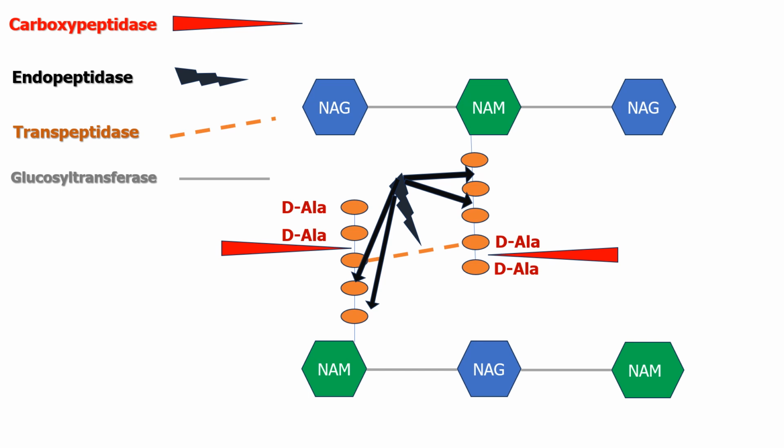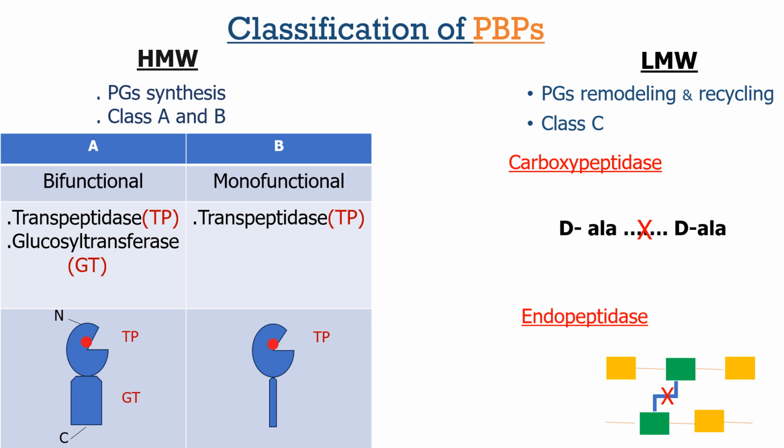We mentioned also that if you remove 1 or 2 terminal amino acids at the carboxyl end, you are doing a carboxypeptidase activity, which is illustrated in red. After that introduction, now we can discuss the classification of penicillin binding proteins.